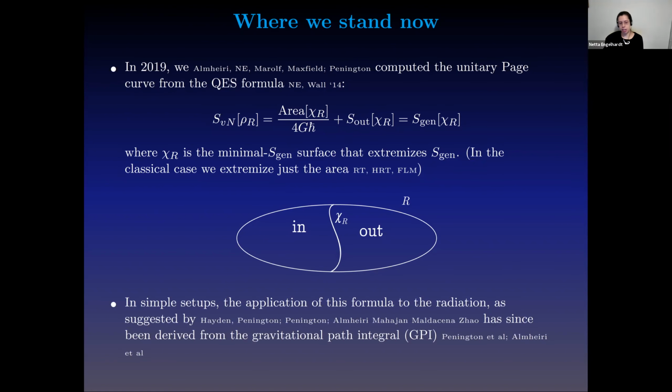Now, in simple setups, so JT plus matter in the stationary case, or if we have an end-of-the-world brane with flavors, like in the West Coast model, then applying the quantum extremal surface formula to the radiation, the so-called quantum extremal island formula has been derived from the gravitational path integral, from the Euclidean path integral, and there have since also been generalizations by Schwinger-Keldysh to start looking at the Lorentzian path integral. So this is a very rough summary of some of the developments that are important for this talk.